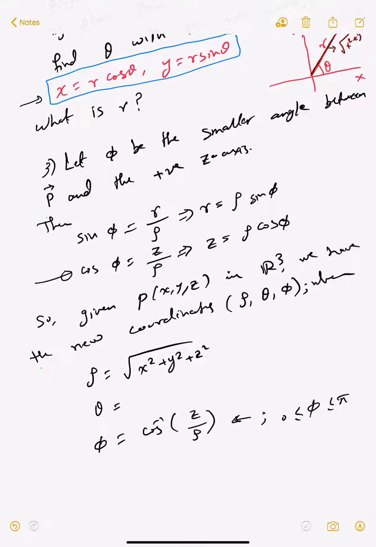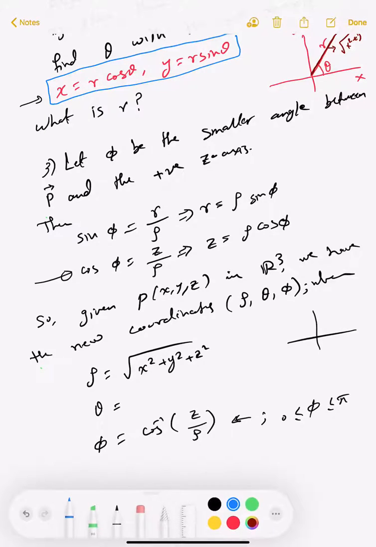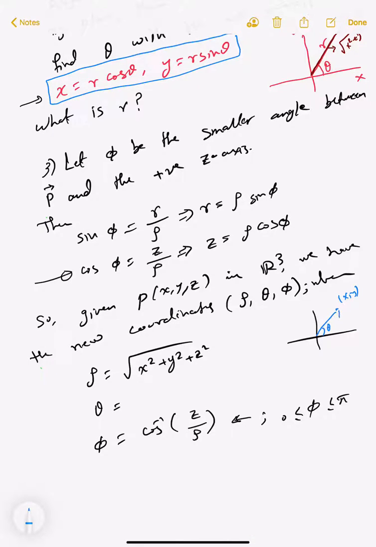So if we look back at the xy plane, this is my point xy, and this is theta. We know that x is r cosine theta, y is r sine theta. So basically, if you divide, tan theta is y over x. However, because theta is ranging from 0 to 2 pi, we can't just say theta is tan inverse y over x.